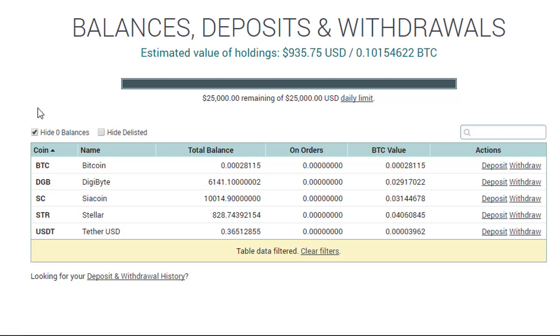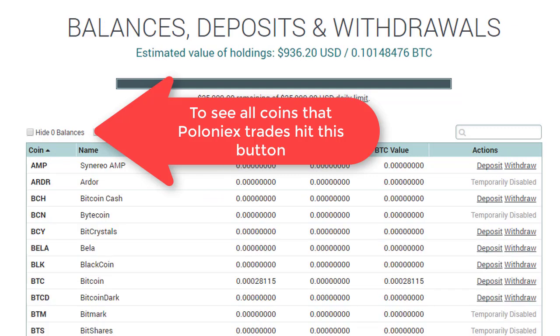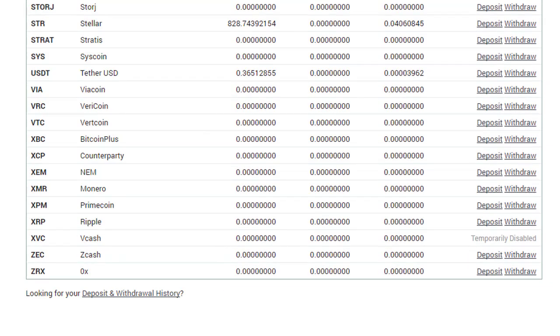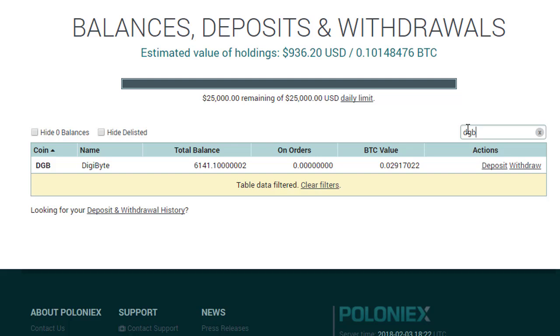Now, if you want to see all coins that there are wallets on this exchange, you simply unclick the hide zero balances and it's going to show every coin. Okay, and you also can filter for coins by clicking and typing whatever coin, like I typed in Digibyte.